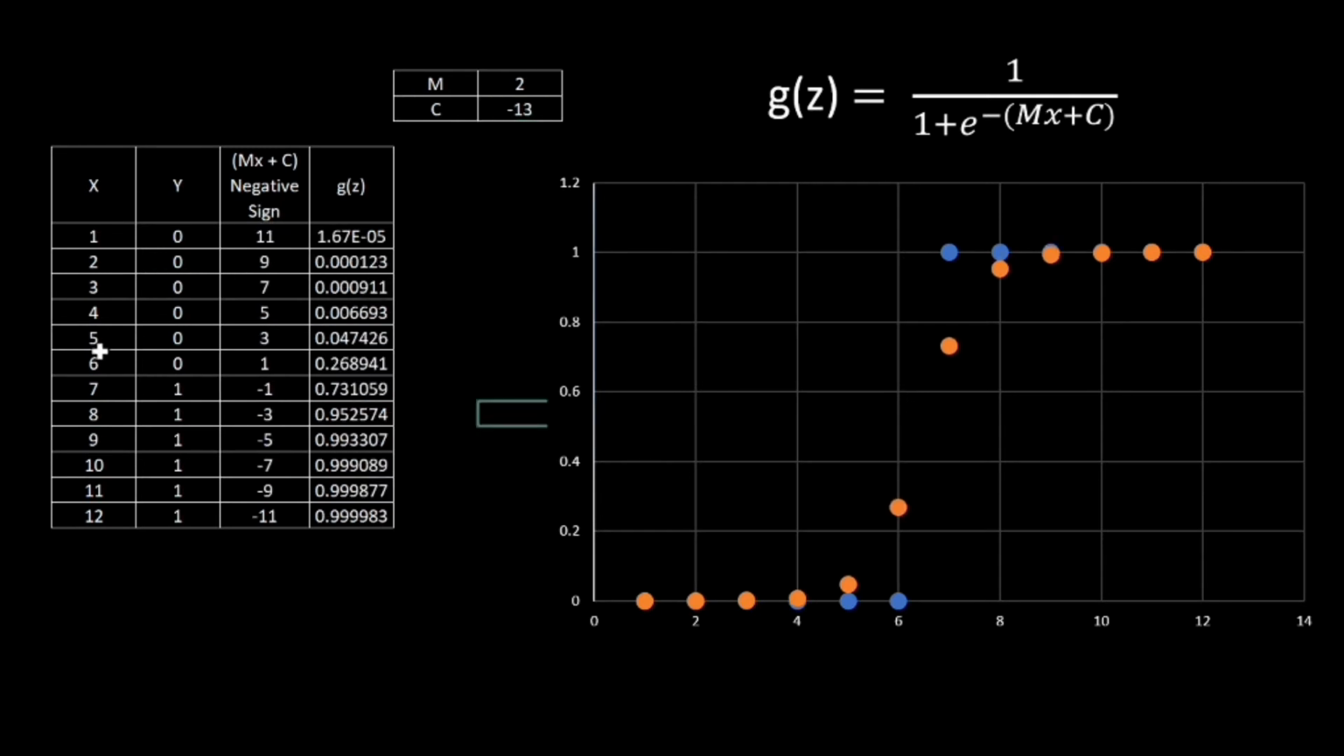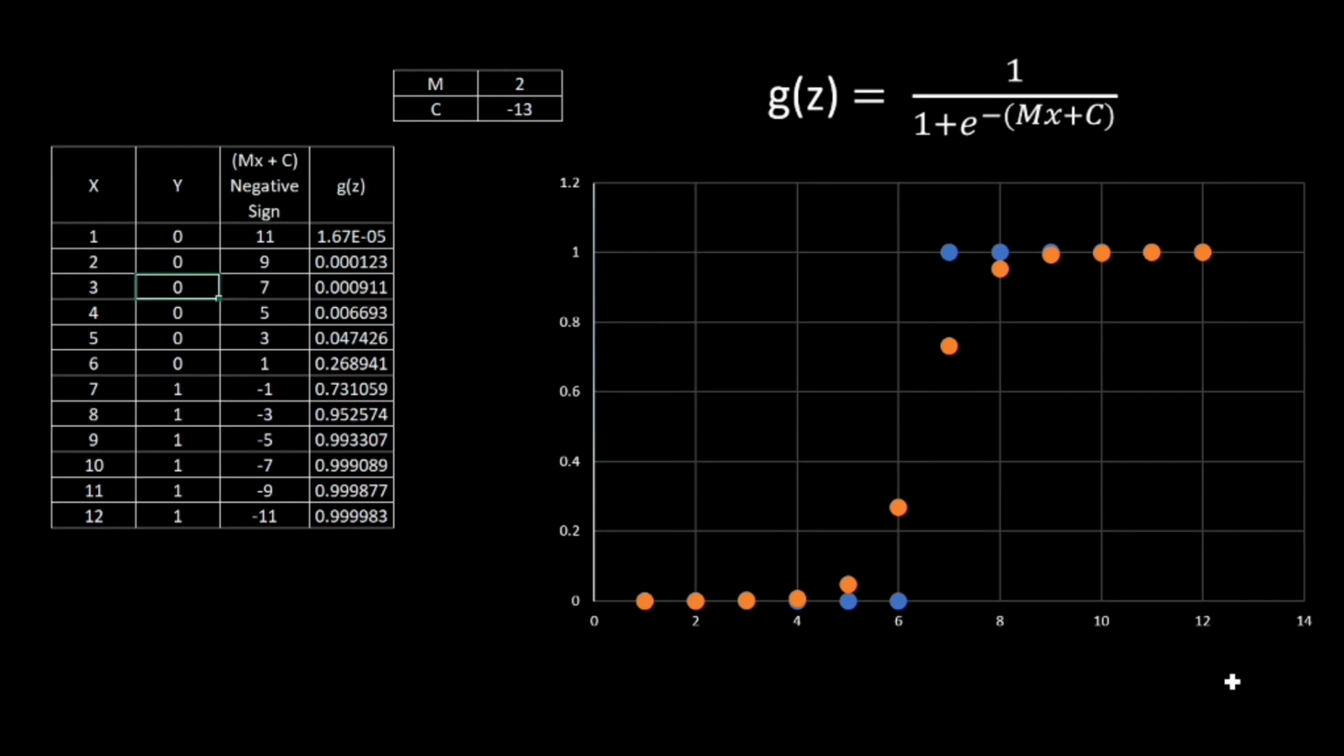Now if you see the 6 number of hours, you are actually getting the probability 0.26. So you will not be able to clear the exam. But once you go to the 7th, you are getting a probability 0.73, which is actually higher than 0.5. So you will be able to clear the exam with 7 hours study.